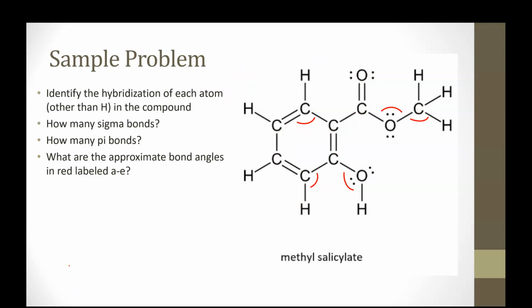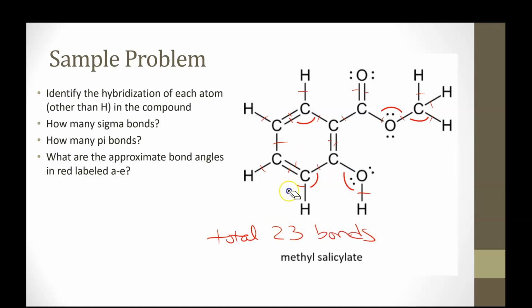How many sigma bonds and how many pi bonds? Easiest way to do that is find the total. So I'm just going to go through and count every line. 1, 2, 3, 4, 5, 6, 7, 8, 9, 10, 11, 12, 13, 14, 15, 16, 17, 18, 19, 20, 21, 22, 23. So I counted every line. Total number of bonds is 23.